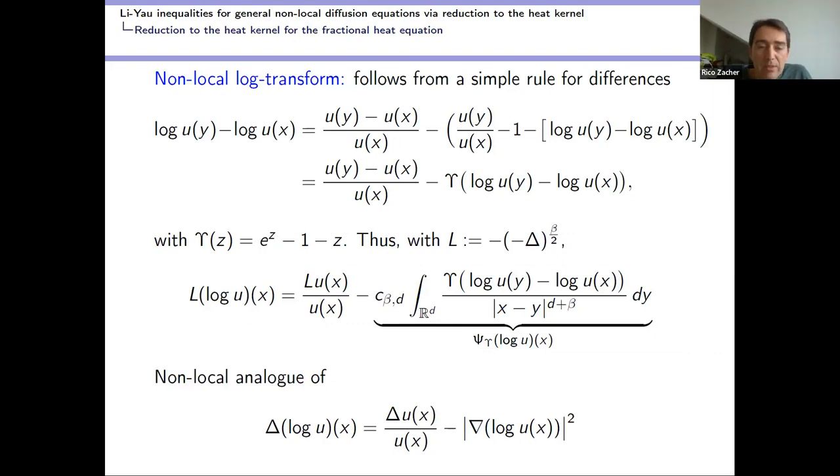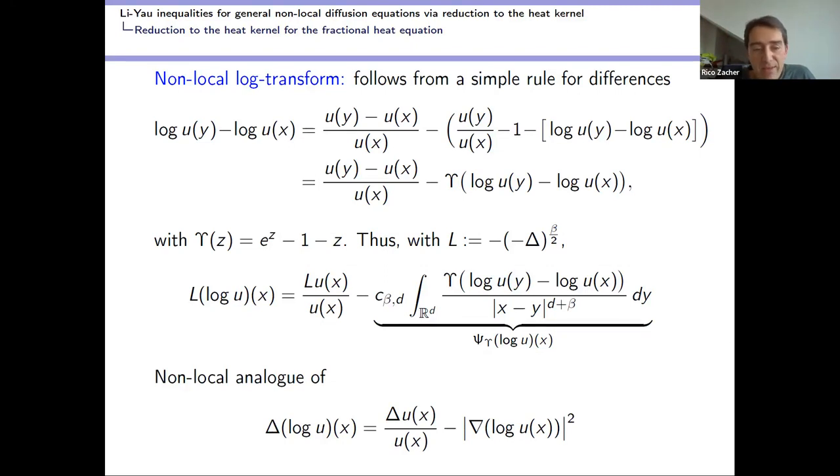Okay, so maybe I should mention here that when you look at the expansion of this function epsilon of z, the first term in the Taylor expansion will be z squared over 2. If you just take this square term instead of the epsilon function, you will have exactly what is called the carré de champ operator of log of u, which is an object that is important in this gamma calculus, which appears in the curvature dimension inequalities.